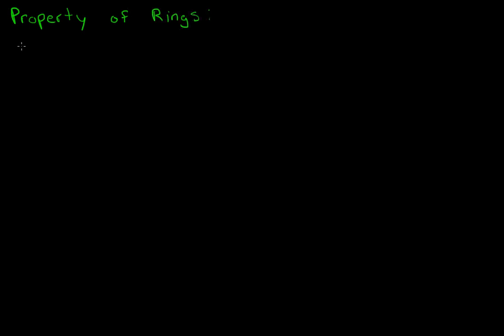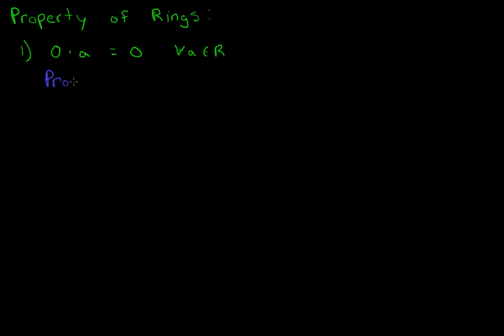Properties of rings. Number 1. I'd like to prove that 0 times any element is equal to 0, and that's for all a in R. And again, you'd kind of expect this. This is what you've been told your whole life. 0 times anything is 0. No different with rings. So let's prove this.